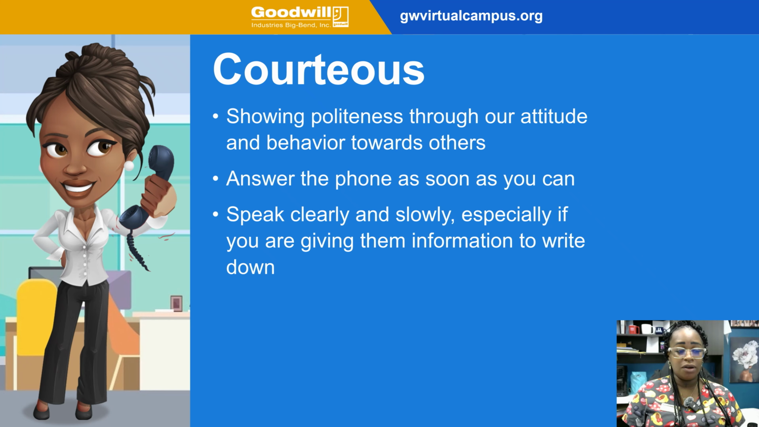We're going to answer the phone as soon as we can, and we're going to speak clearly and slowly. That way, if we're giving information, somebody can take the information down correctly. And if we're receiving it, we're going to verbalize that, okay, we have this information. I'm going to repeat it back to you to make sure I got all the information, and then we're going to give it to who it's supposed to be given to.